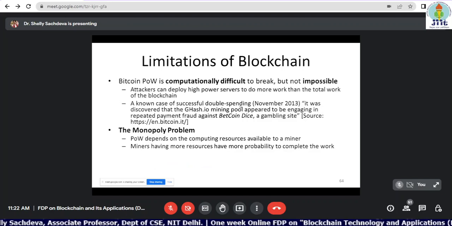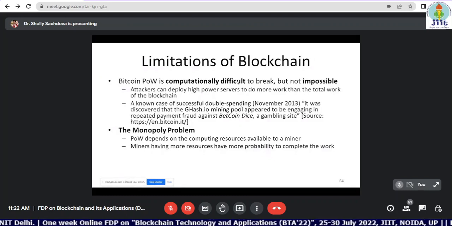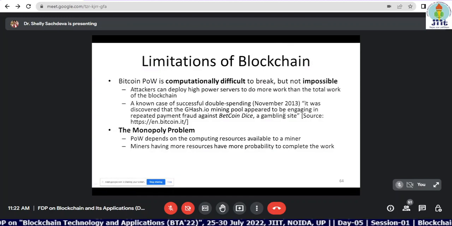So the Bitcoin proof of work is computationally difficult to break, but not impossible. So attackers can deploy high power servers to do more work than the total work on the blockchain, right? In November 2013, a known case of successful double spending occurred, and it was gathered that the ghash.io mining pool appeared to be engaging in repeated payment fraud against the BetCoin dice gambling site. So this is the source, and this is the particular case.